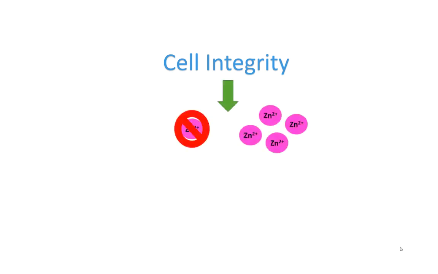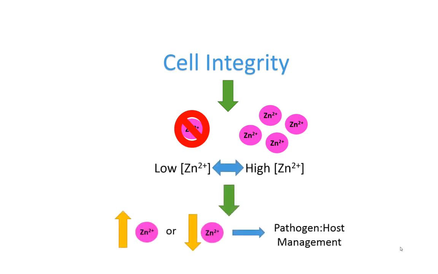Zinc is necessary to maintain proper integrity of the cellular system. Depletion or excess concentrations of zinc can cause disruption to biological processes. Divalent zinc has been shown to be critical in managing the interactions between hosts and unwanted pathogens. The upscale or downscale of zinc concentrations in the intracellular region allows the cell to suppress unwanted pathogens.